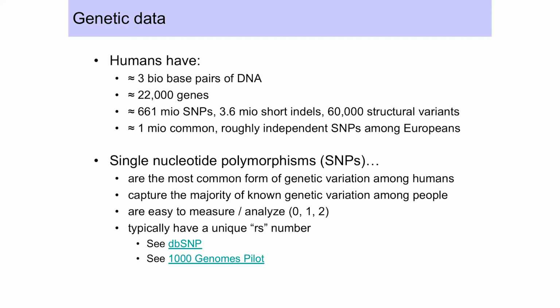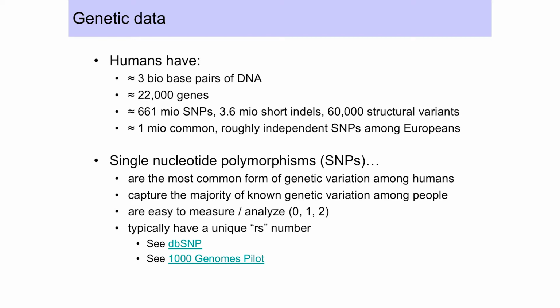So, okay, let's talk a little bit about some of the methodological challenges. Just as a background, as humans, we have roughly 3 billion base pairs of DNA. There are roughly 22,000 genes. These genes code proteins or several proteins. And then across the entire DNA, we have various types of genetic variation. The workhorse of all genetic work that we're doing at the moment are so-called single nucleotide polymorphisms. These are basically just specific locations in the genome where some parts of the human population have a different base pair than other humans. So it's simply a variation of a base pair at a particular locus. And these single nucleotide polymorphisms are the most common form of genetic variation among humans, and they capture the vast majority of known genetic variation among people.